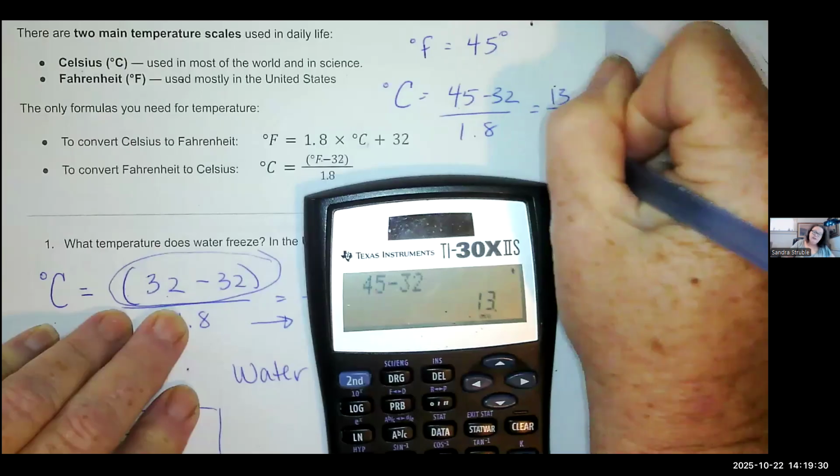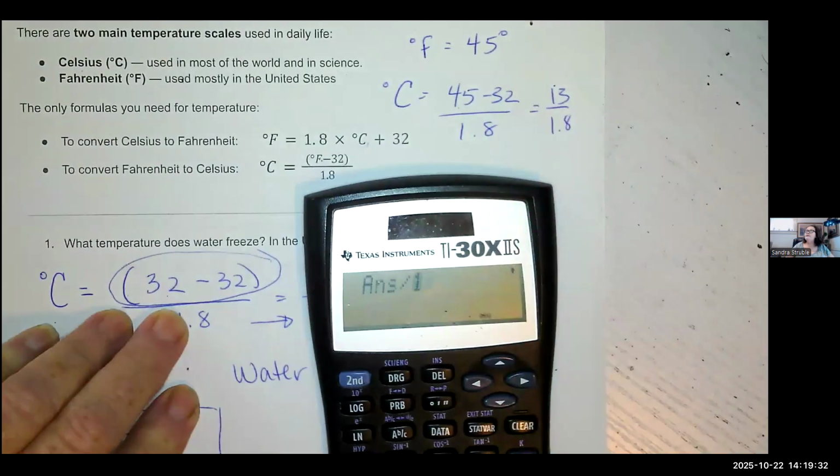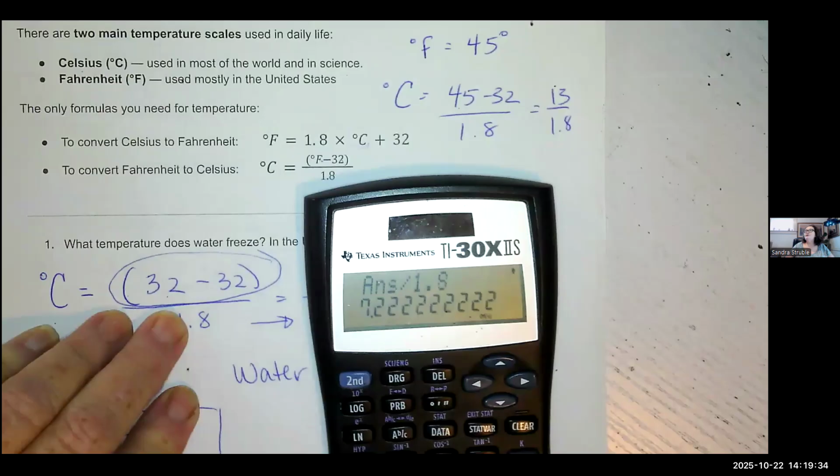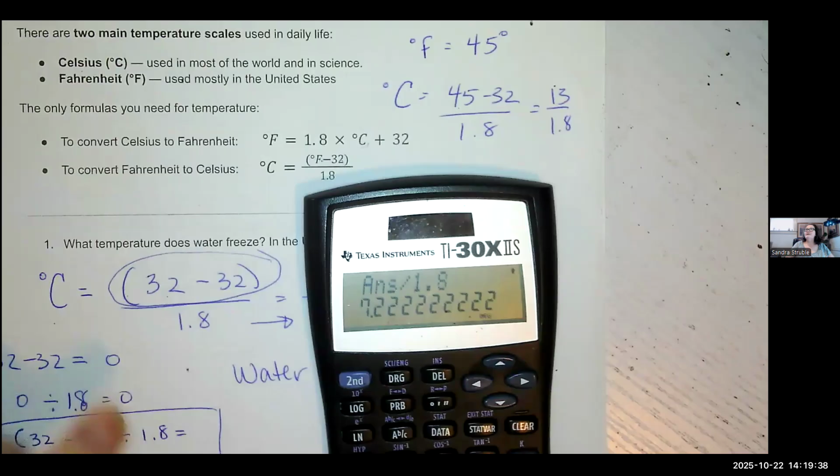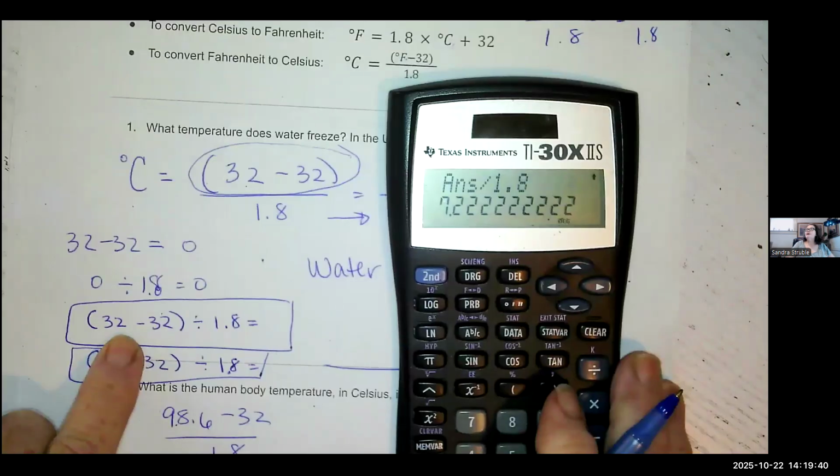If you're going to forget to do that and you want to do it all at once, then I would tell you to use the parentheses and do it in this manner here. Okay. But you've got to use the parentheses as I've just shown you. And then this would round to 7.2 degrees Celsius.